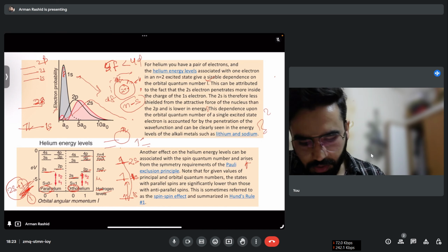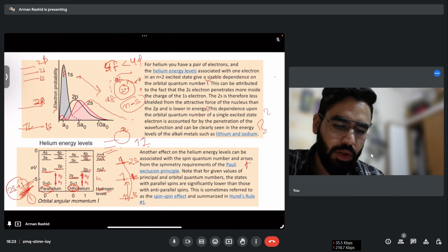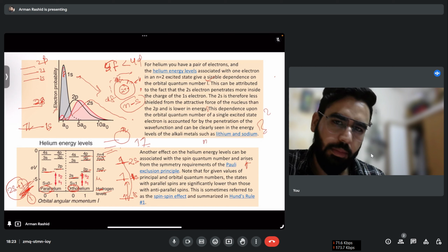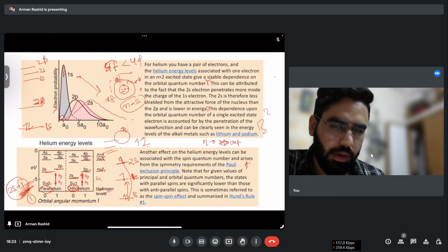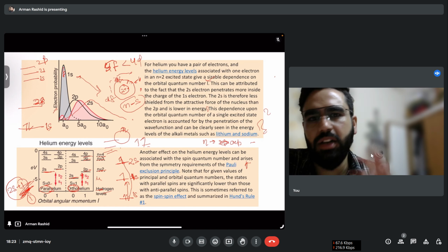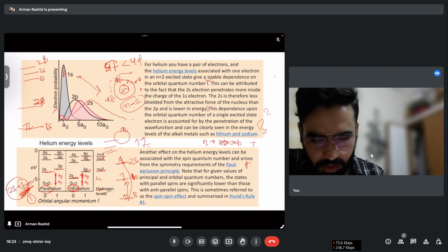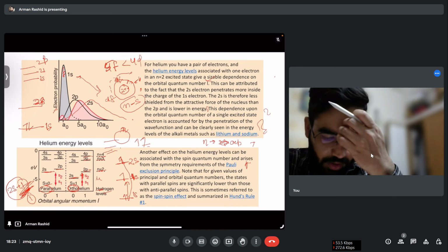Okay, so that means in the case of an atom, not only the principal quantum number factors, but the orbital quantum number, as well as sometimes the spin quantum number, affects the energy levels. Okay, that you have to see. This I have already shown.